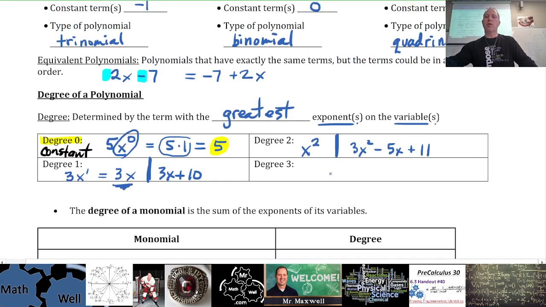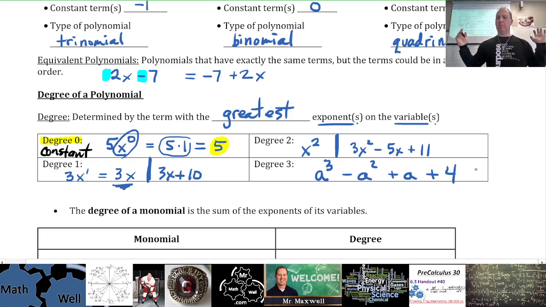So degree 3, real quickly, would have some kind of variable. I'll use a different variable this time. How about a cubed minus a squared plus a plus 4 as an example. The largest exponent on the variable in any term is 3, so this would be degree 3. Okay? Questions there?